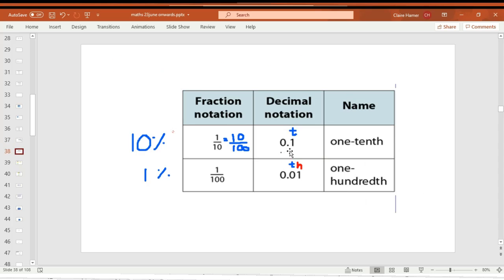So 0.1 is equal to 10%. A clue is that the 1 is in the tenths column, so I know it's going to be a multiple of 10 when it comes to percentages. So 10%. 1% is in the hundredths column, so 1 is in the hundredths column, so that means 1%. So that's a helpful reminder. You need to know these key facts, so keep practicing.